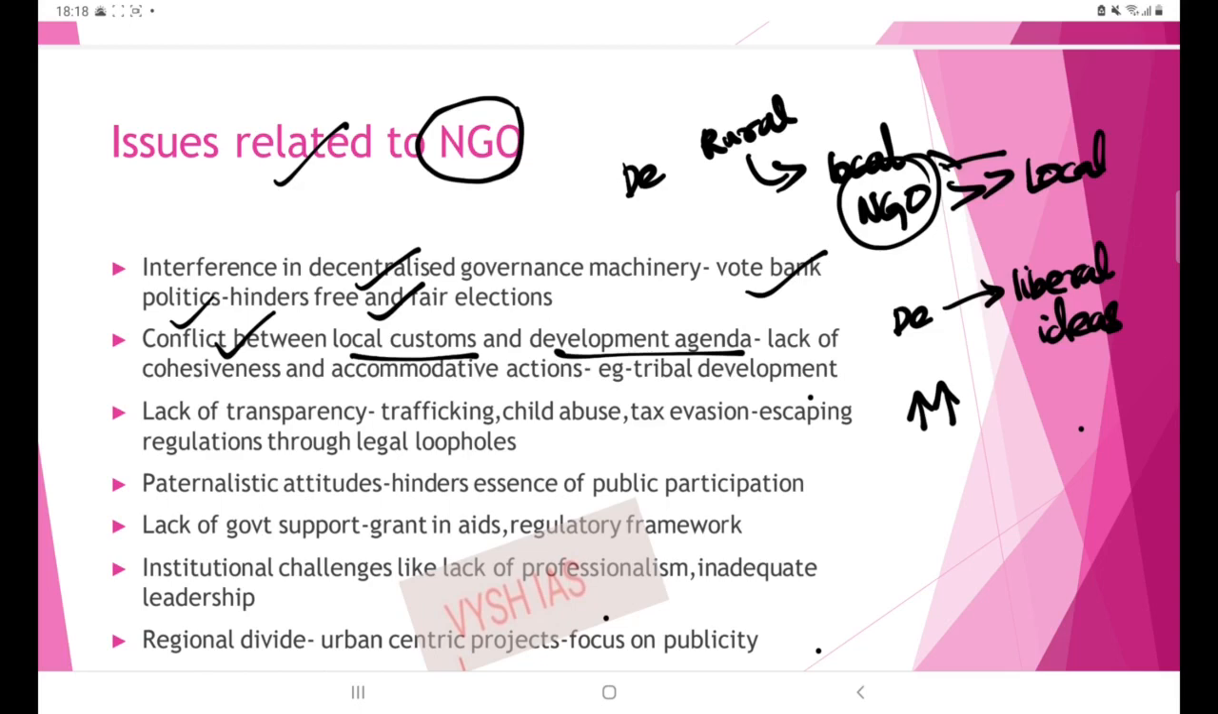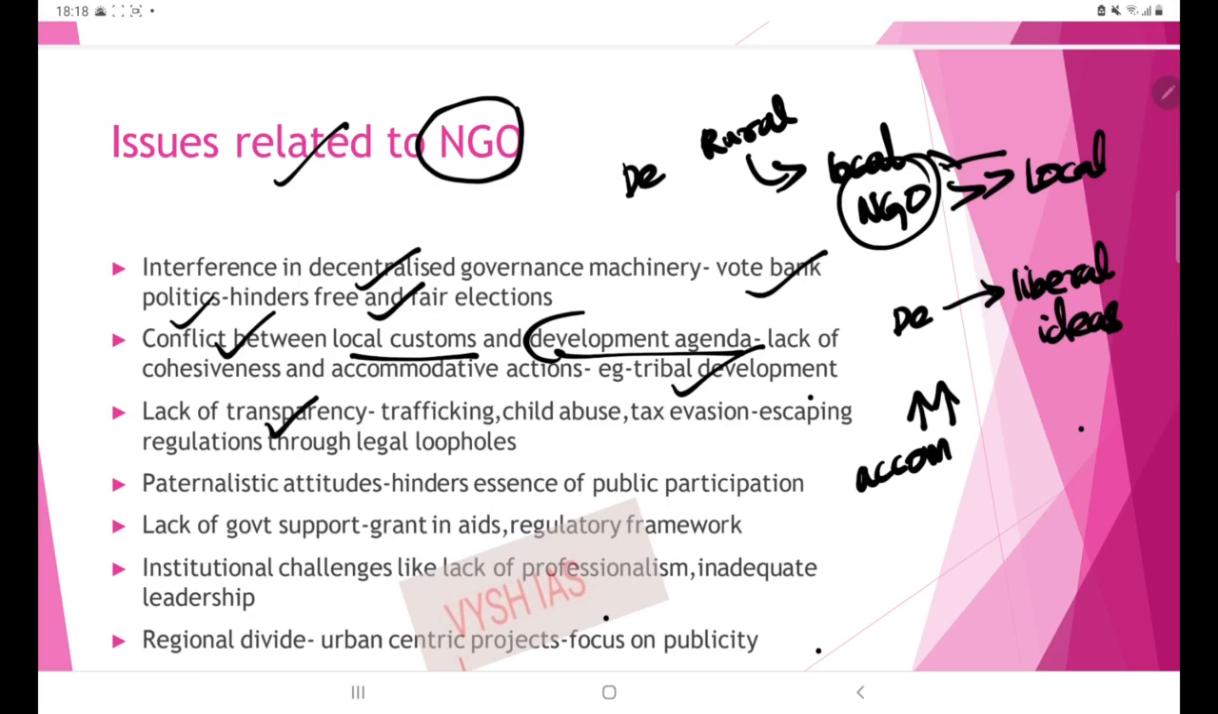So what we can do is, development has to be there, but it has to incorporate the local customs and psychological well-being of the deprived communities like tribal people. Okay, they are having their own customs and tribal customary laws. So while bringing in development, NGOs should also keep in mind their customs. Then only we can bring accommodative justice.